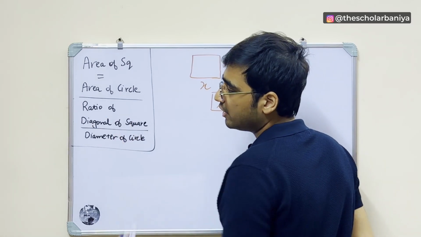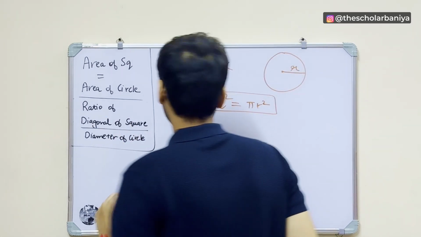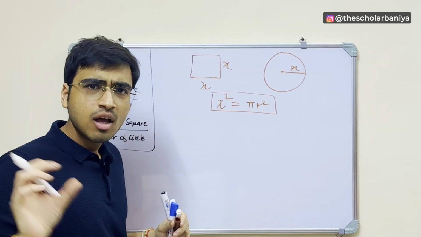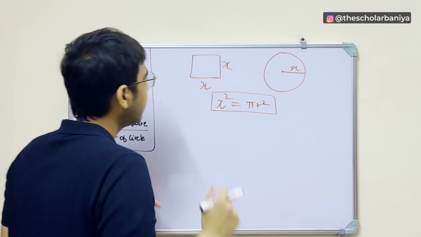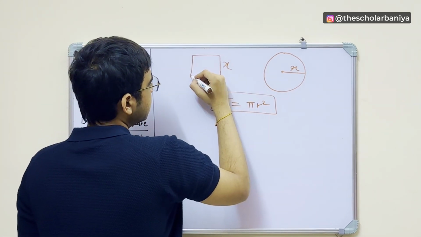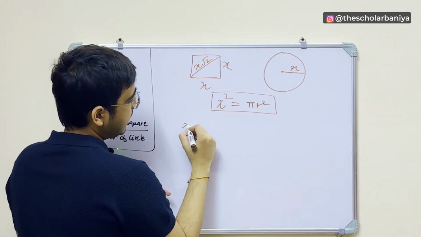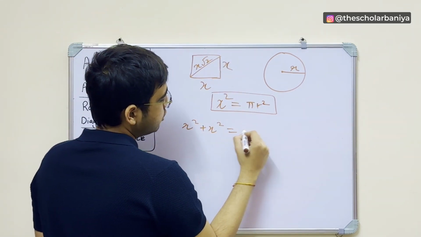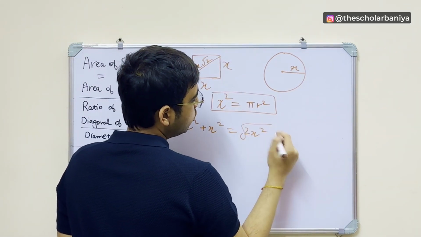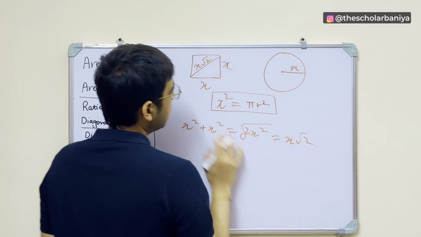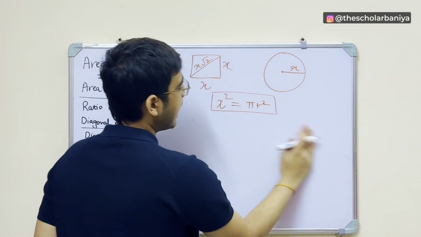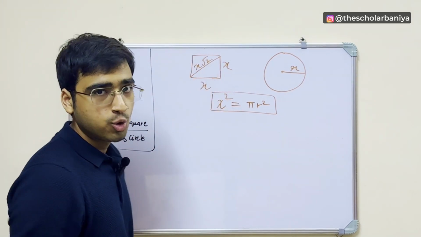Now we have to find the ratio of the diagonal of the square. So tell me one thing, what is the diagonal of the square? If this is x, so the diagonal is x root 2, right? Because x square plus x square is equal to 2x square, so root of 2x square is x root 2. So that is why the diagonal of the square is x root 2, right?